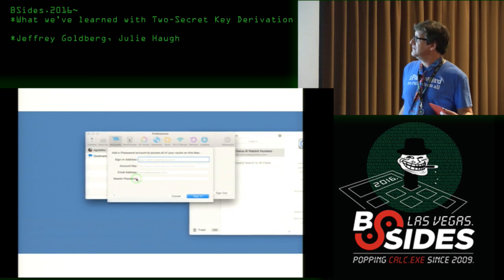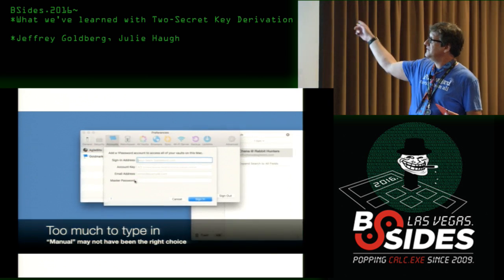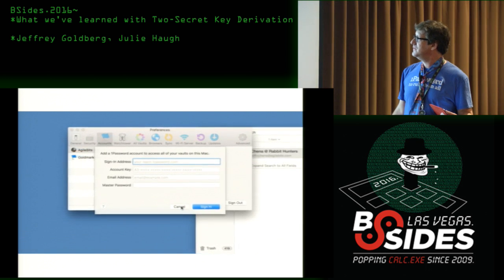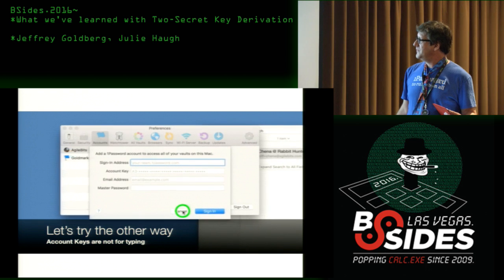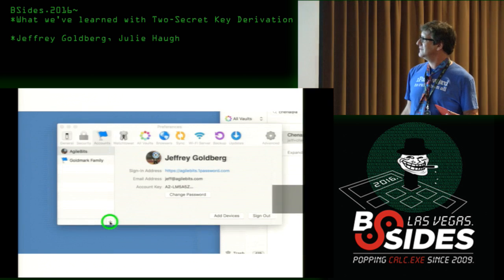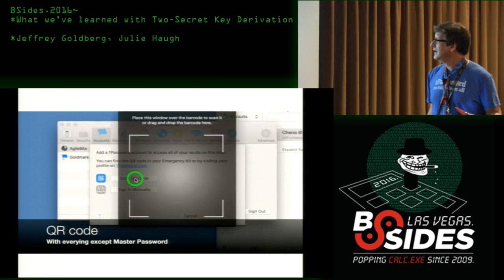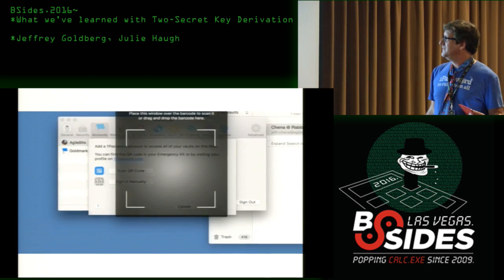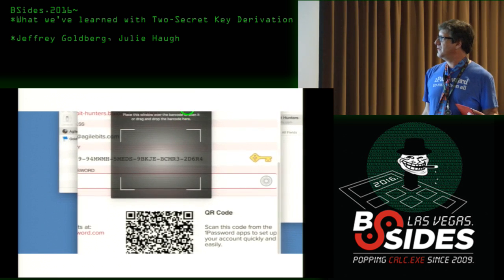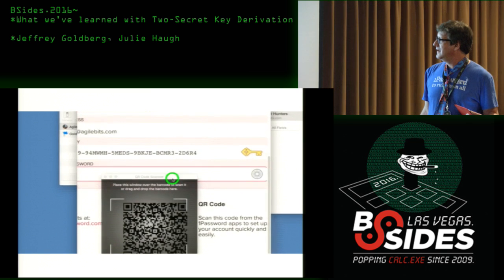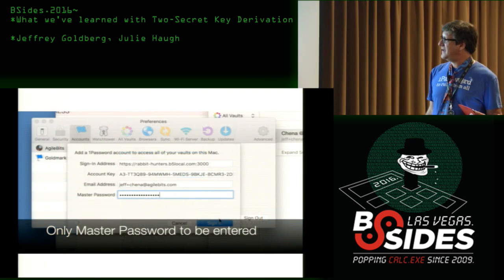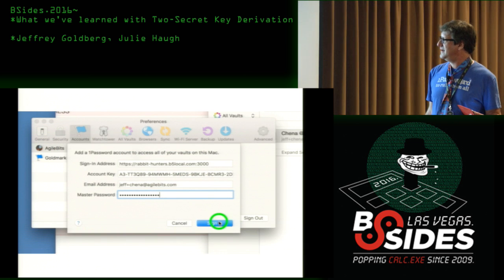She can enter it manually, which means the account key, the email address, the URL, and the master password. That's not anything that any human or canine should ever have to type. So we've got this scanning a QR code. Here's a handy copy from her emergency kit. And boom, everything is there except the master password, which she types in.